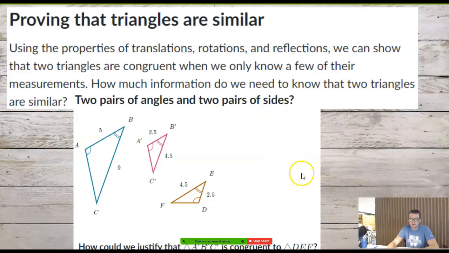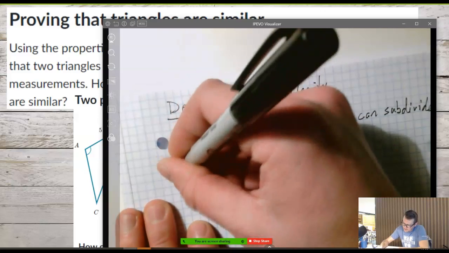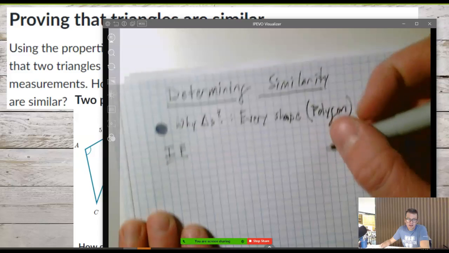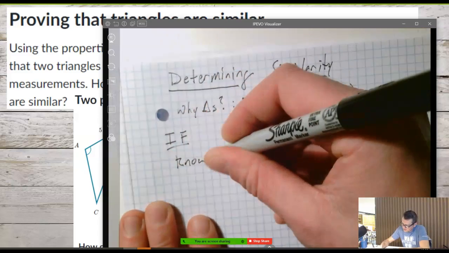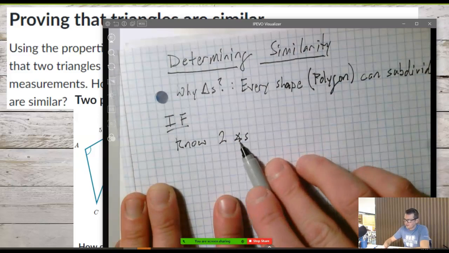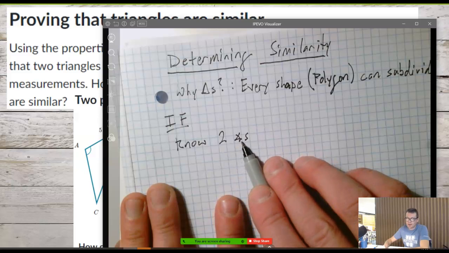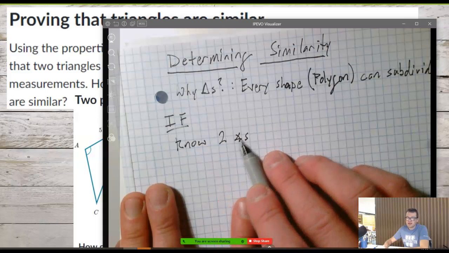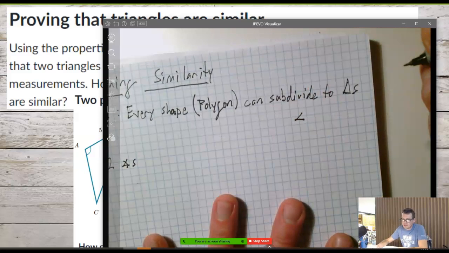Now, I want to go back to something I think Avi said. If we know 2 angles, I'm going to make an if column over here. If we know 2 angles, and guys, we're going to start to use some shorthand. This is the symbol for angles. Technically, that's the symbol for the measure of an angle because of the arc across it. So guys, if we want to be technical, this means angle.